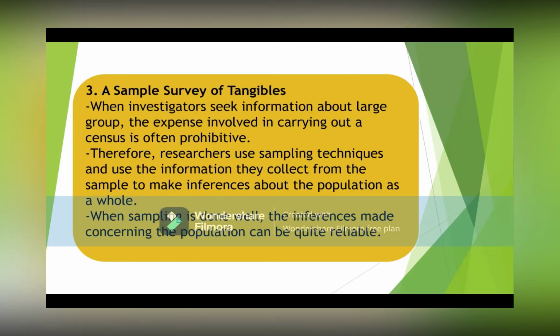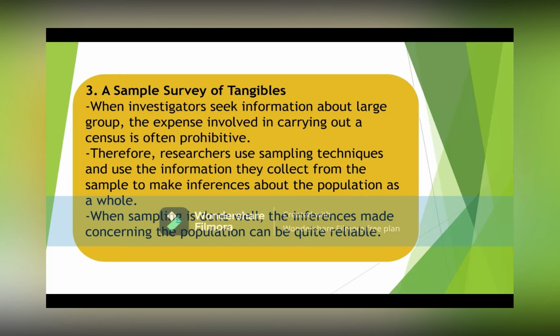3. A sample survey of tangibles. When investigators seek information about large groups, the expense involved in carrying out a census is often prohibitive. Therefore, researchers use sampling techniques and use the information they collect from the sample to make inferences about the population as a whole.